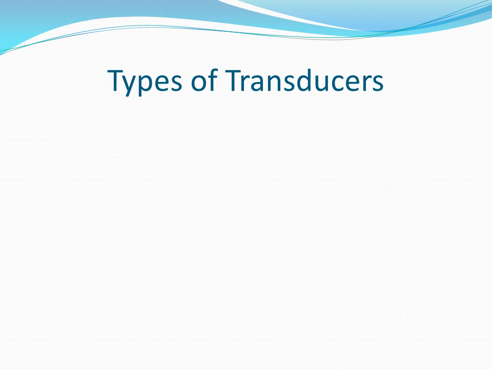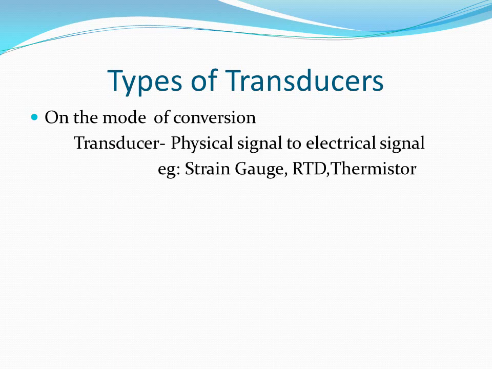We are going to see now one more type of transducer classification, that is depending on the mode of conversion. Depending on the mode of conversion, the transducer may be classified into two types, called transducer and inverse transducer. One converts a physical signal into an electrical signal. Examples are strain gauge, RTD and thermistor. So these are the transducers that convert an input which is a physical quantity into an electrical quantity.